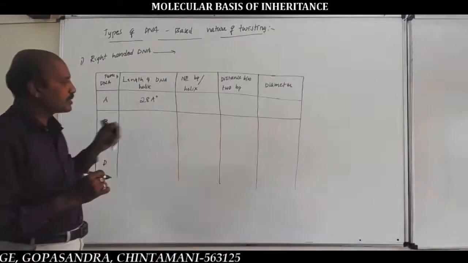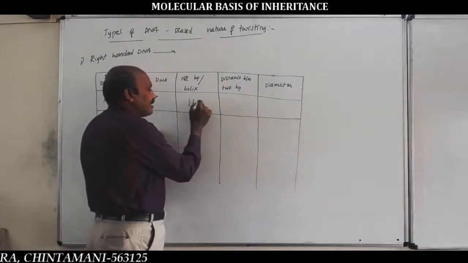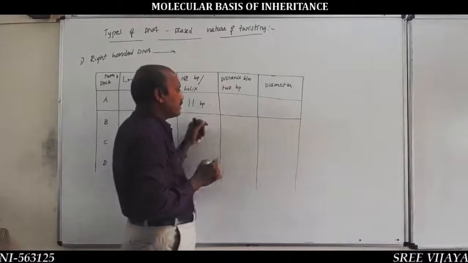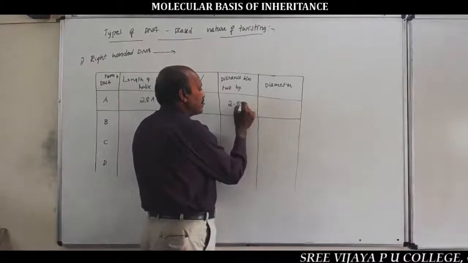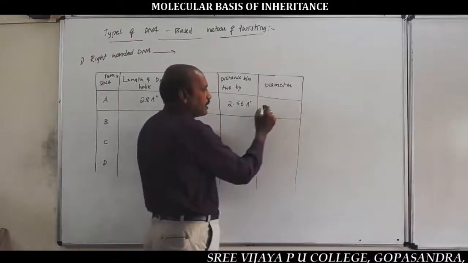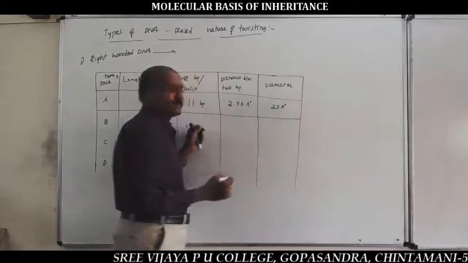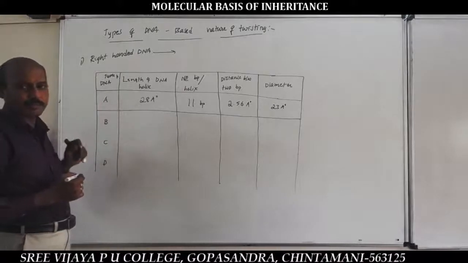28 angstroms. Number of base pairs per helix, 11 base pairs. Distance between two base pairs is 2.560 angstroms and diameter is 23 angstroms. That is the pattern of A DNA.